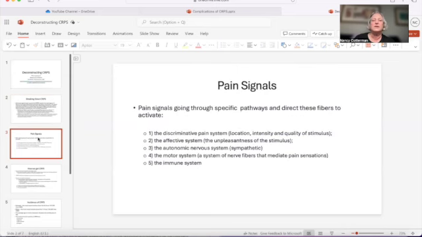Pain signals go through specific pathways and direct these fibers to activate the discriminative pain system: location, intensity, and quality of stimuli; the afferent system: the unpleasantness of stimuli; the autonomic nervous system: sympathetic reactions; the motor system; a system of nerve fibers that mediate pain sensation; and the immune system.